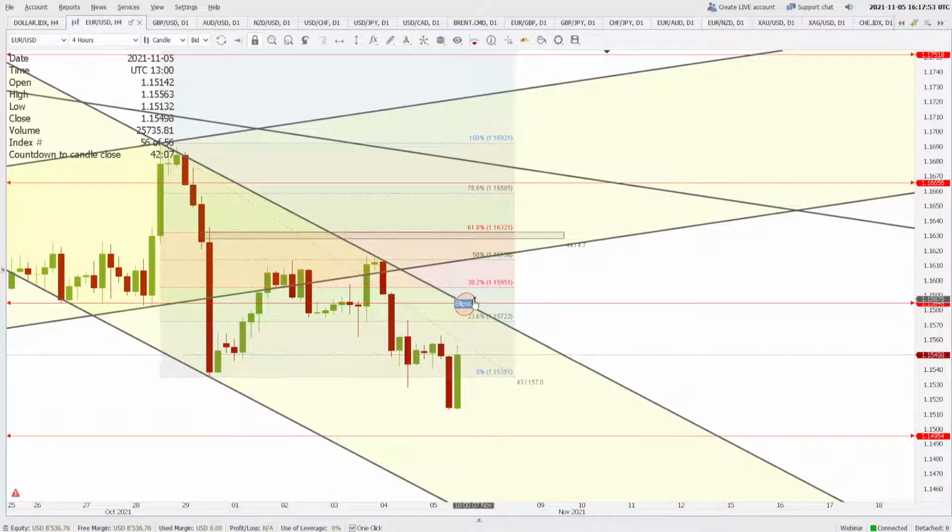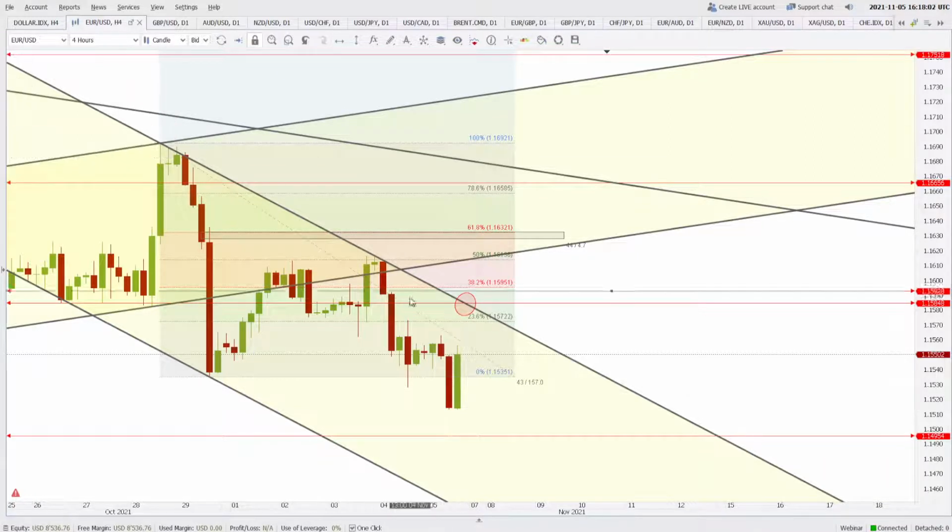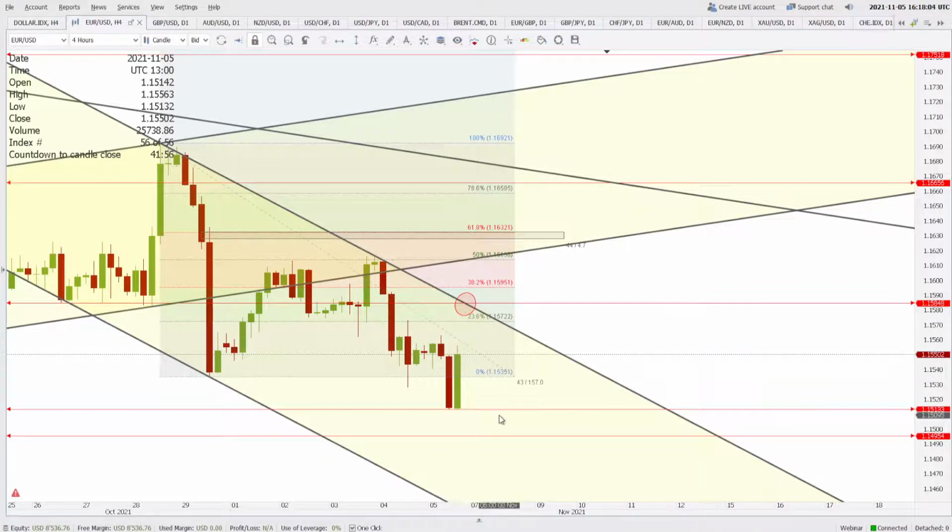Now resistance is at 1.1584 for Euro USD, and the support is at around 1.1495, and today's low can also be treated as a small support, that is 1.1513 in this market.